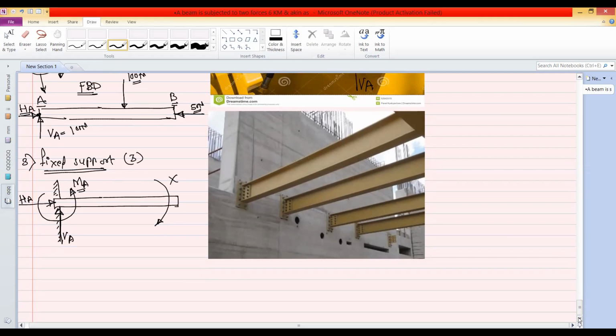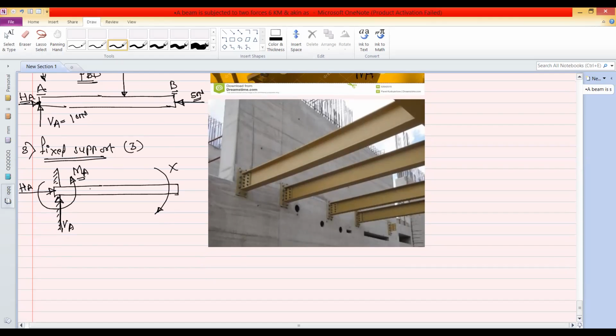So when you draw the free body diagram, suppose this beam AB is fixed in the wall. Then at point A, this is called a fixed support. So there will be VA, then HA, and this is the balancing moment, which is MA. So these are the three reactions for the fixed support.